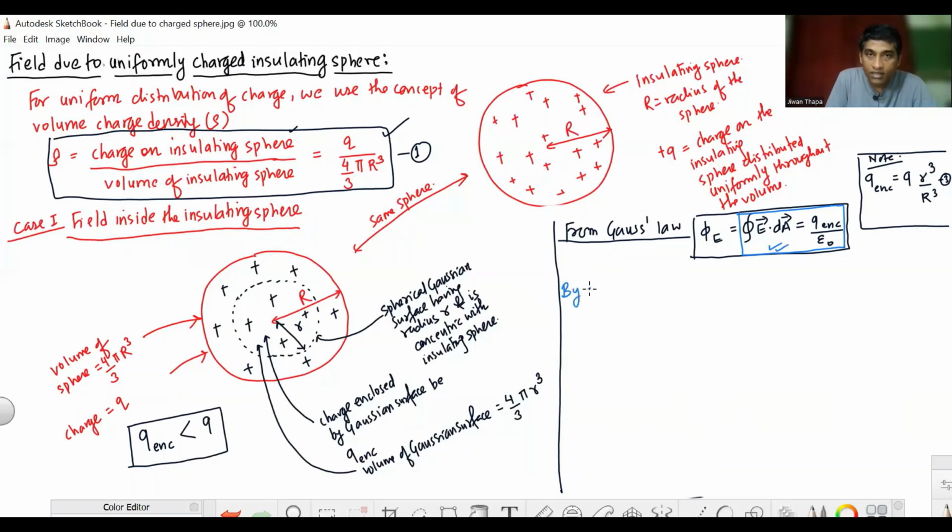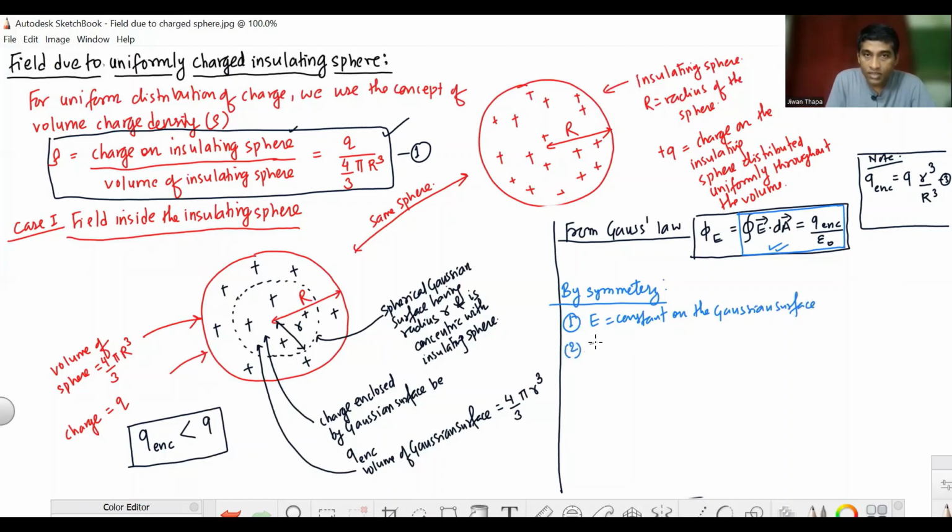So by symmetry, or for symmetry, we must have this electric field on the surface, that is electric field on the Gaussian surface, must be constant. So this must be constant on the Gaussian surface.